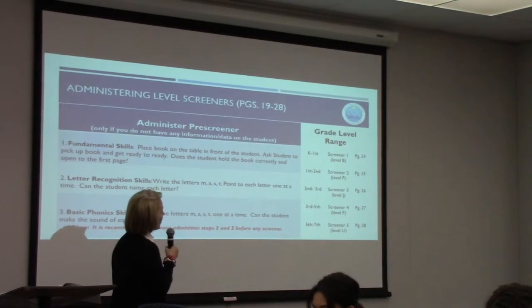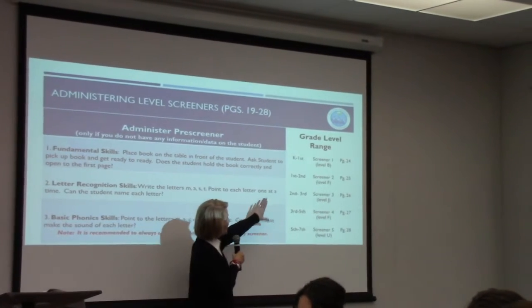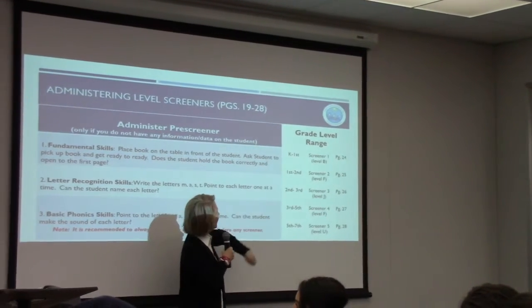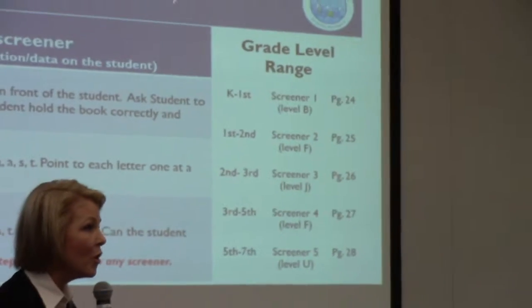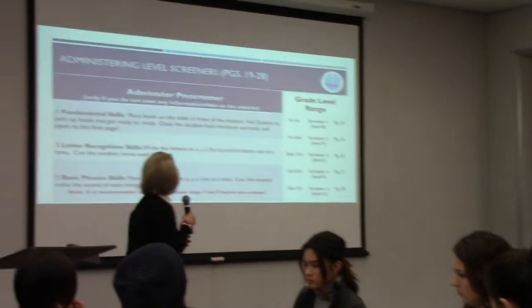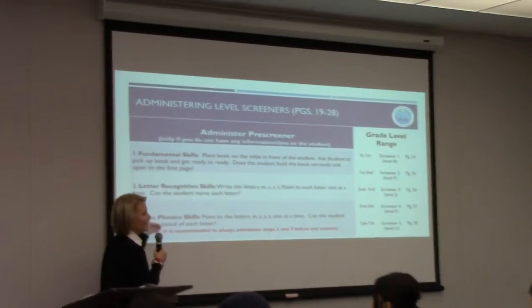So one thing I want to show you is there's a grade level range, and we're going to look at all the screeners today, but just so you look up here. Screener 1 is designed for kinder and first. Screener 2 is designed for first and second. Screener 3 is designed for second and third. Screener 4, third through fifth. And screener 5, fifth through seventh. Now, if you already know the level of your readers, you may not have to do what's called the pre-screener.